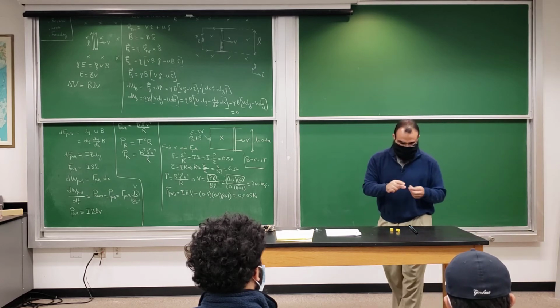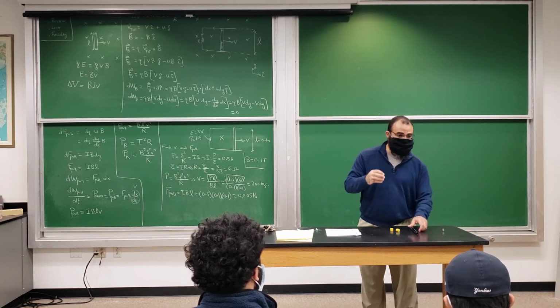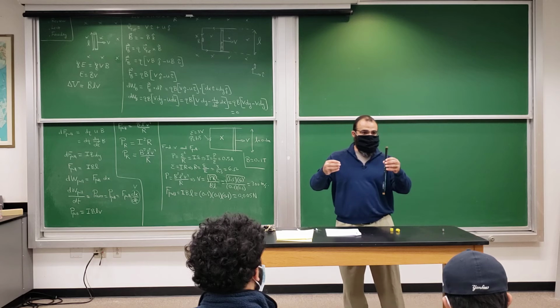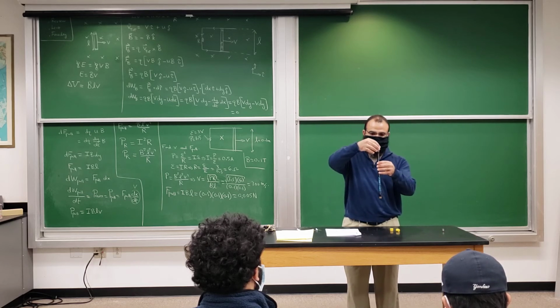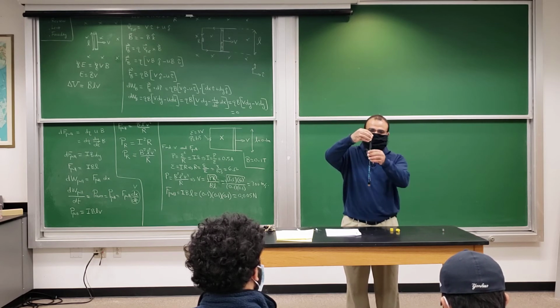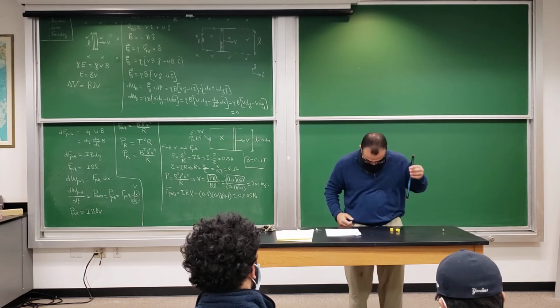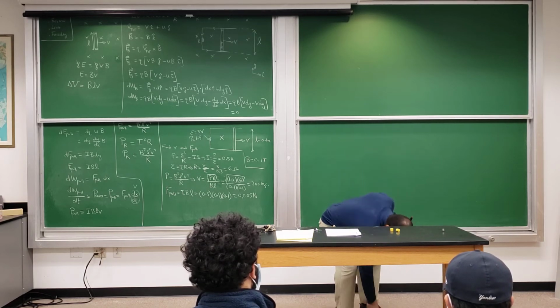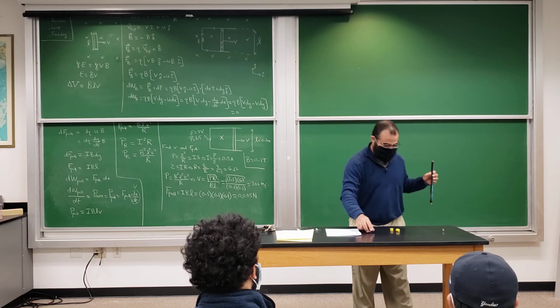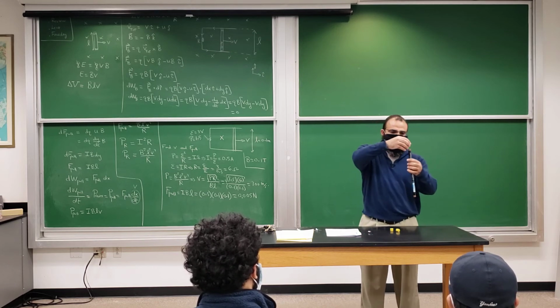So this is the magnet. This one is the piece of metal. And we're going to run them through this pipe. All right, so ready? This one I'm going to just let go. Nothing, right? It just fell. So let's look at the magnet.